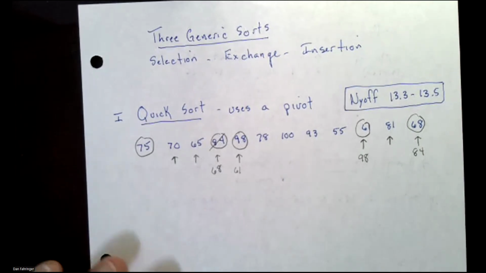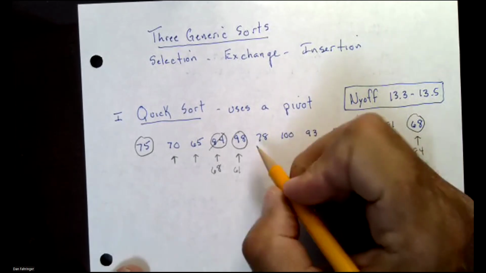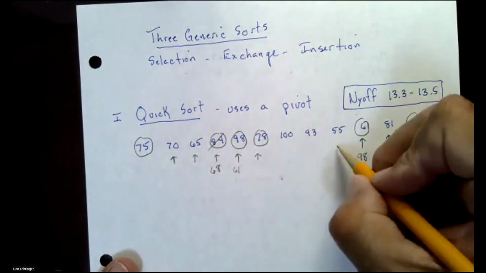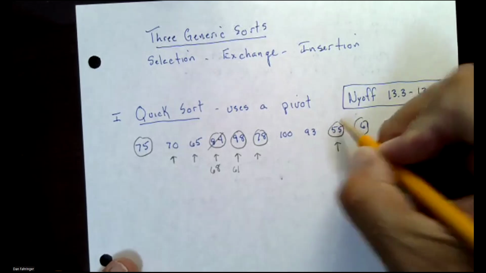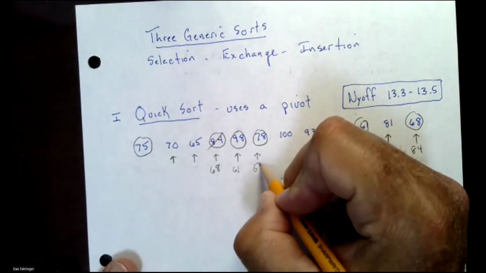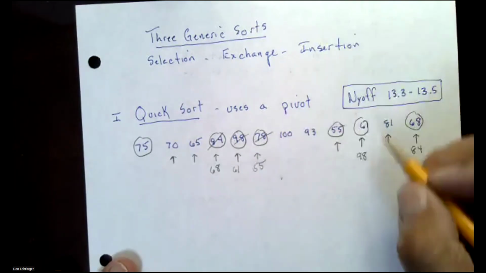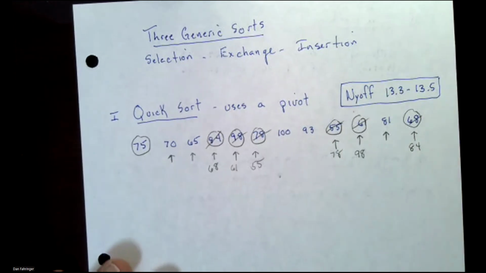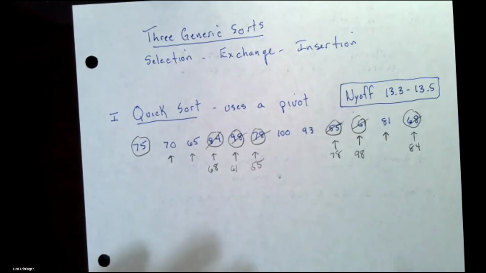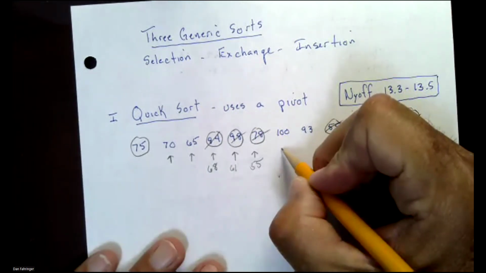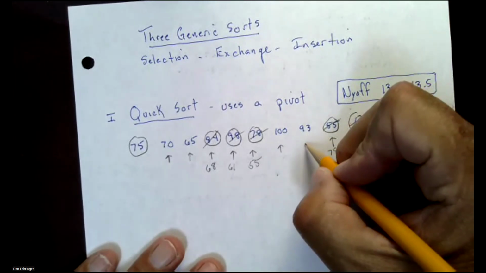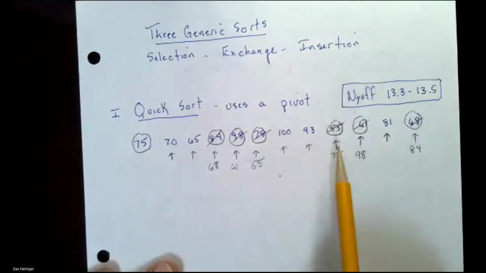So, anyhow, we just swapped those. 78, let's see. That's a stop because that's bigger. 55, that's a stop because that's smaller. I'm going to switch 78 and I'm going to switch 55. 100 is larger. I go out to 93, that's larger.